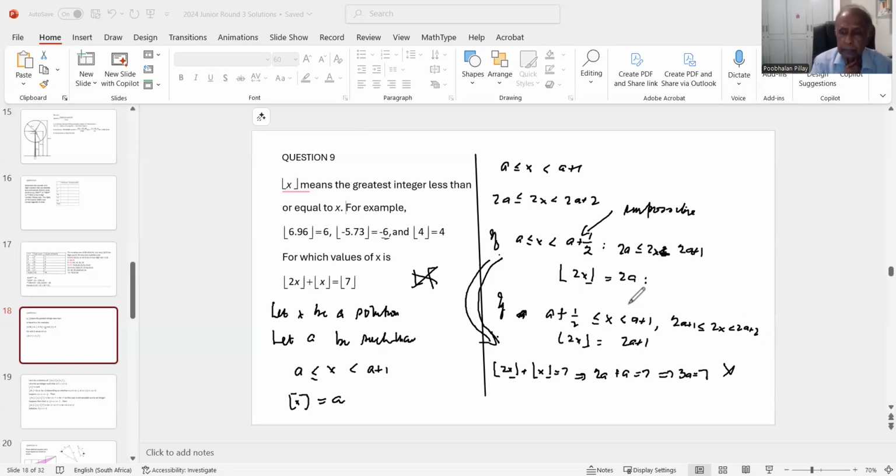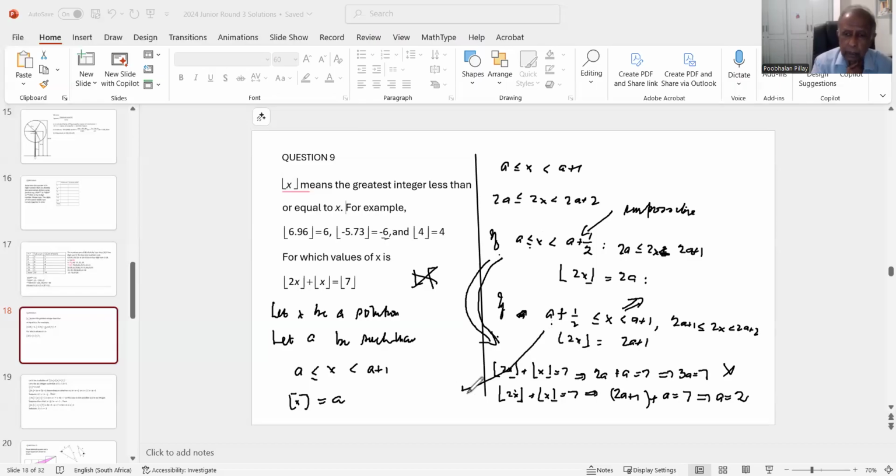But in the other case, in this case, what do you have? You have that that implies, now this 2x here, in this case here, was 2a plus 1. And you have, that is a. So now you have 3a plus 1 is equal to 7, and you get a is equal to 2. So you do have a solution. a is equal to 2, right? And x will then lie. We are taking this case here. There's no solution there, but there is a solution here, right? And a is equal to 2.